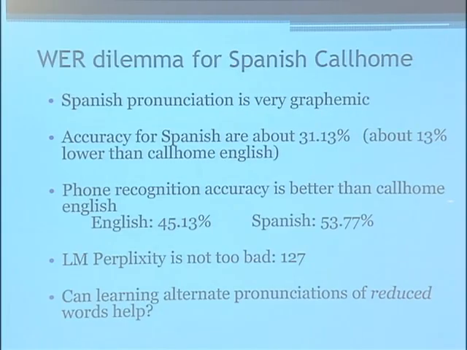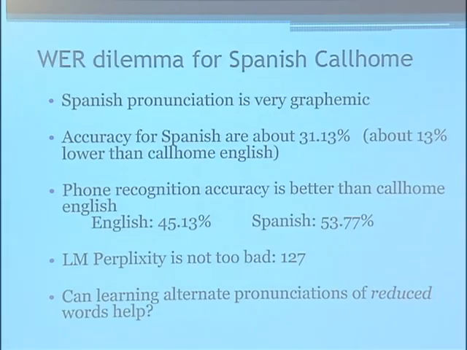But if we look at the phone recognition accuracy, Spanish... Sorry, 31 is also the accuracy, right? 31 is the accuracy, right? Spanish, which is 13% lower than English. But if you look at the phone recognition accuracies, Spanish is actually quite good. It's not a bad acoustic model for recognizing phones. And LM perplexity, yeah, we didn't have as much data, but it's still not terribly bad. We are in the 127 range.